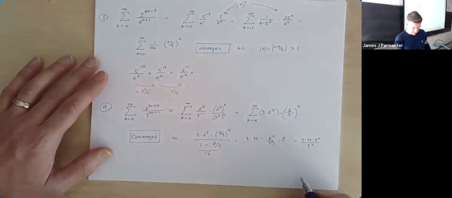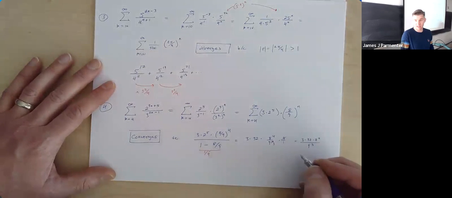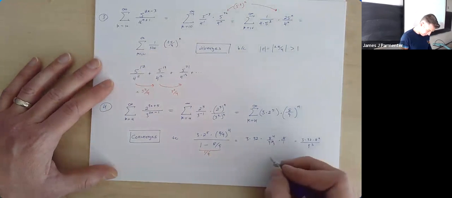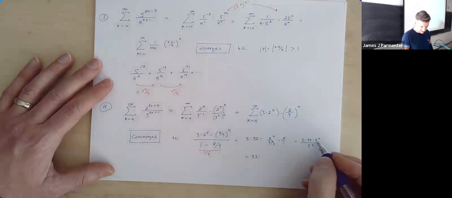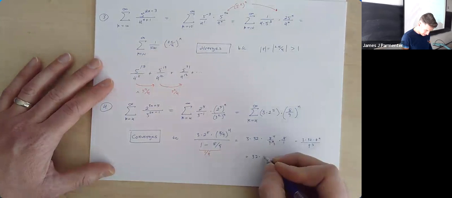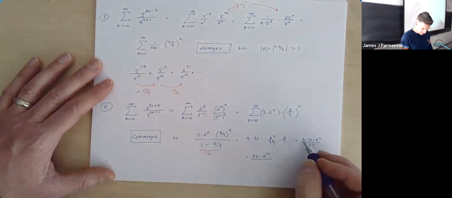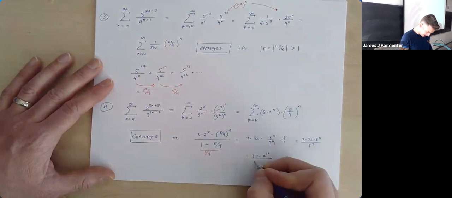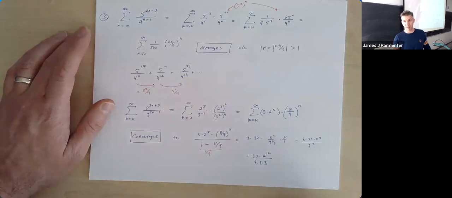The last thing you could do is cancel, right? 9 cubed is 9 times 9 times 9. You can cancel a 3 with one of those 9s. So you're left with 32 times 8 to the 4th, which is 2 to the 3rd to the 4th, which is 2 to the 12th. And then the 3 and the 9 cubed, I'm going to get a 9 times a 9 times a 3. Again, none of this is really important. I should probably just stop.